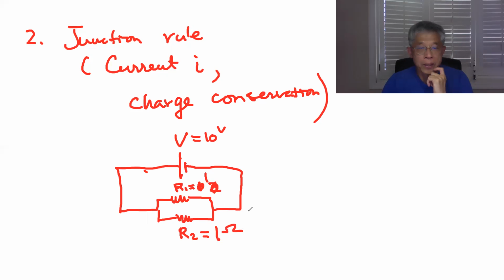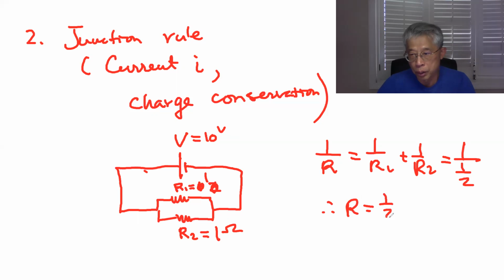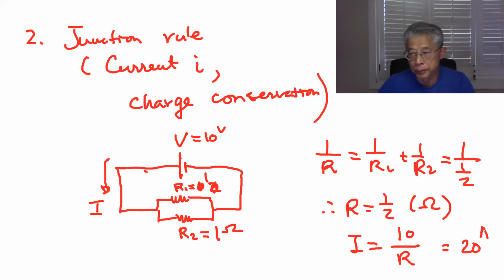All right. So we know if we do the equivalence, that 1 over R is equal to 1 over R1 plus 1 over R2, which is then equal to 2. So R is equal to 1 over 2, right? So that's the equivalent. Okay. So we know the I will be 10 divided by the R, which is 20 A, right?